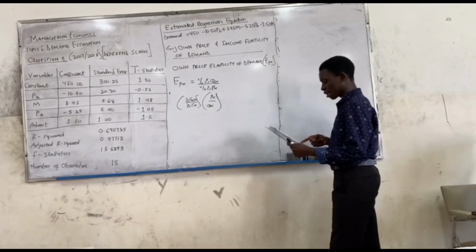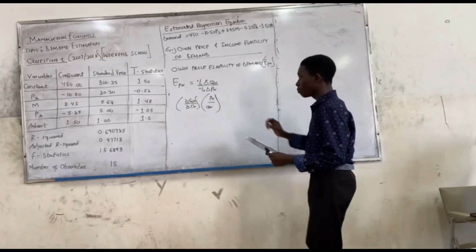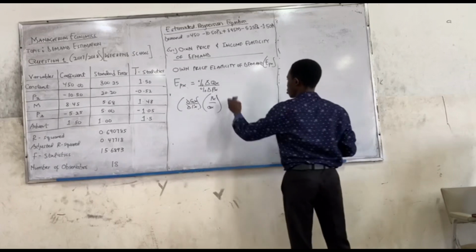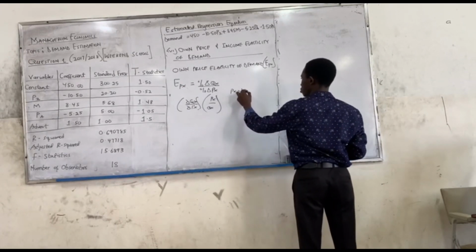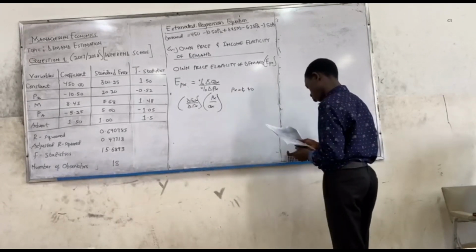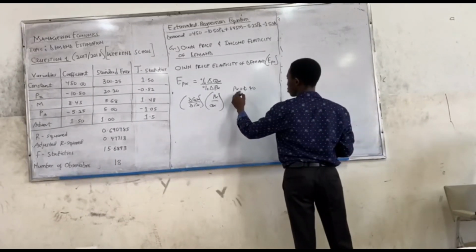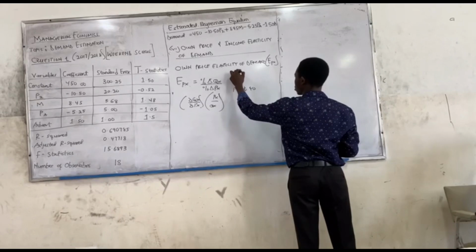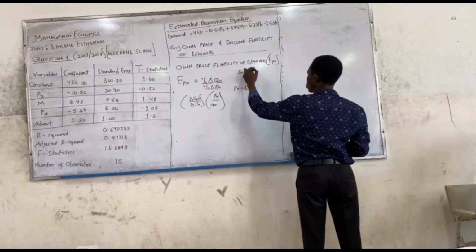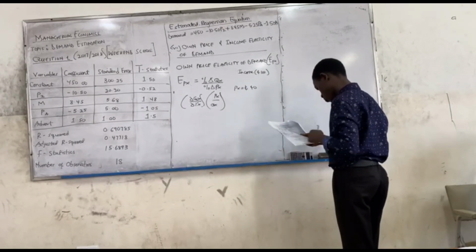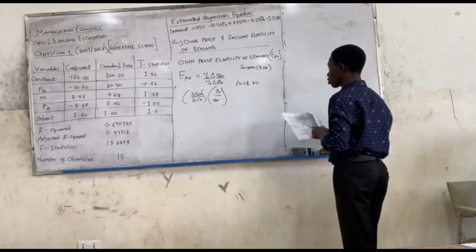Given that price of Zano is 40 cedis, meaning price of Zano is 40 cedis. So PZ is 40 cedis. Income 100 cedis. Income is $100. Price of aluminum.